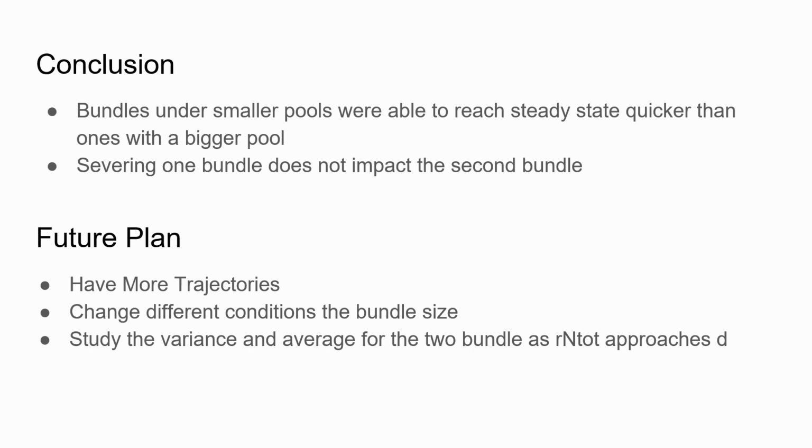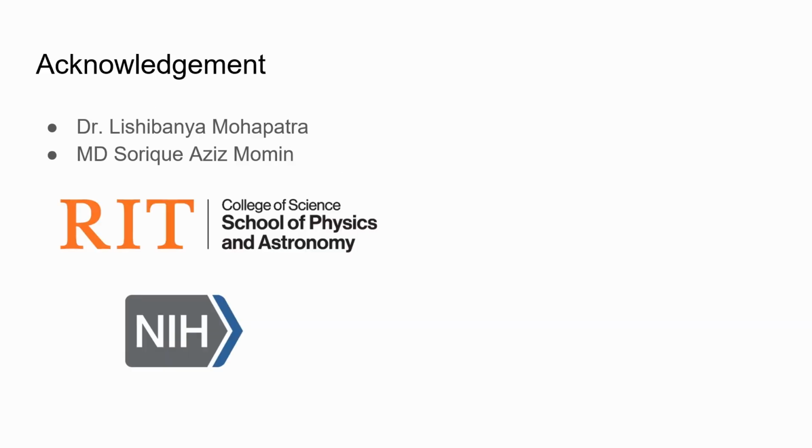We could have changed a different condition, like how many filaments are in a bundle. And finally, we should look into the variance and averages for the 2 bundle models as R times N total approaches D.